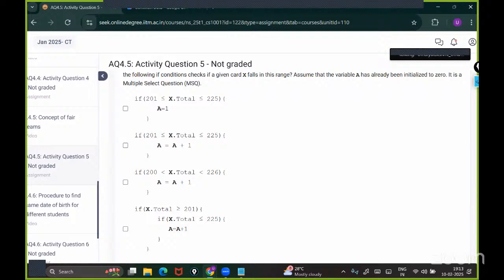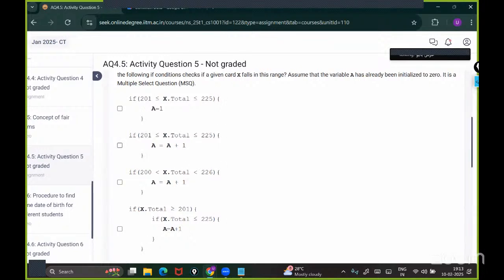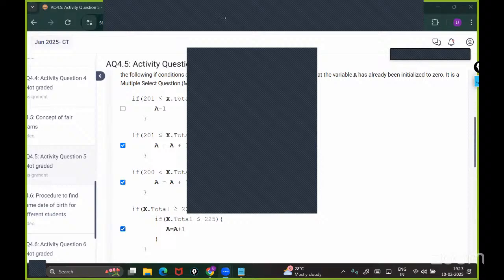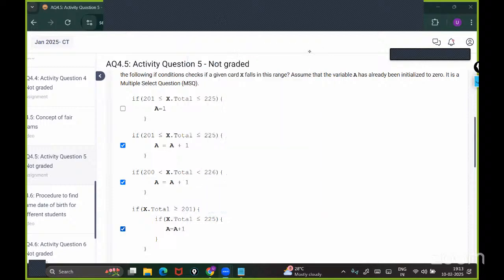B, C, D? Because here the start point is included in X total, and the value of 201 is equal to or less than. Also here is a black dashboard showing, ma'am, please remove it.